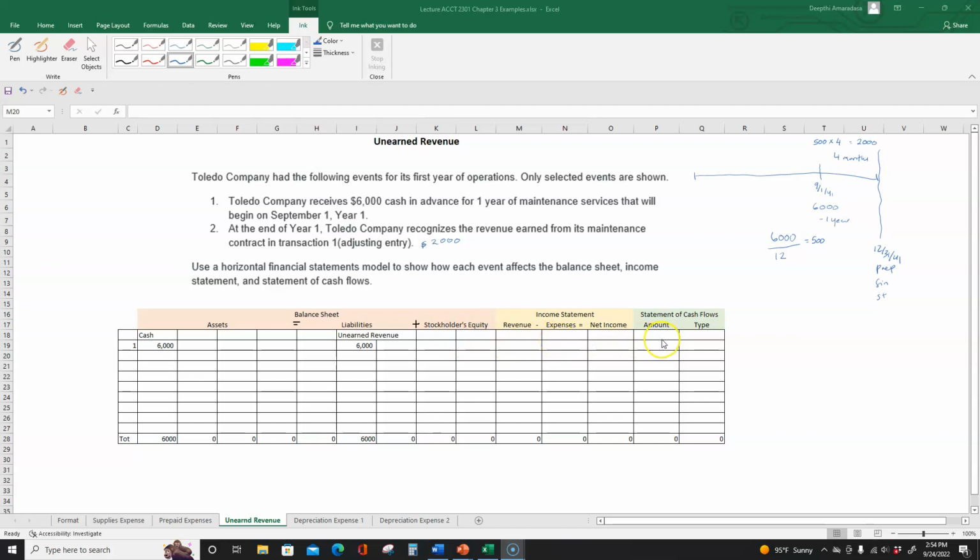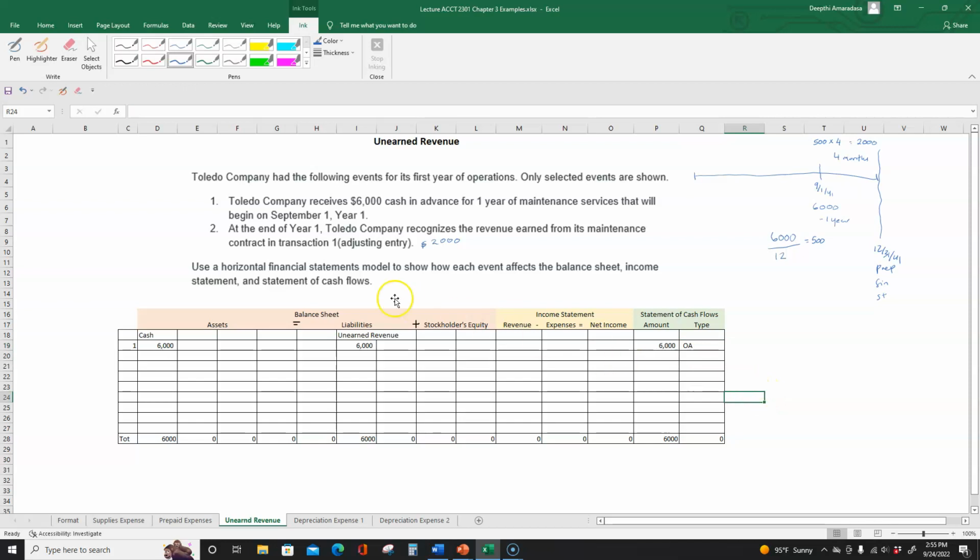Now let's look at the statement of cash flows. Did this affect the statement of cash flows? Cash was affected, so yes, the statement of cash flows is affected. We had cash inflows of $6,000. What type of activity is this? This is for future revenue, so it's related to revenue. Revenue is an operating activity.